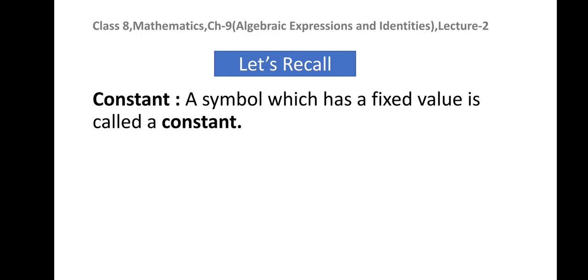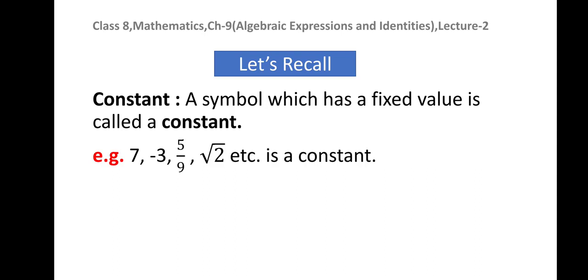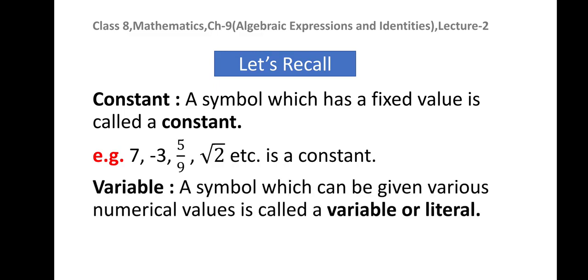We have learnt about the constant. What do you mean by a constant? A symbol which has a fixed value is called a constant. For example, 7, minus 3, 5 by 9, root 2, etc. All these are the examples of constant. Then we have learnt about variable. What do you mean by a variable? A symbol which can be given various numerical values is called a variable or literal. What is the other name of variable? The other name of variable is literal.